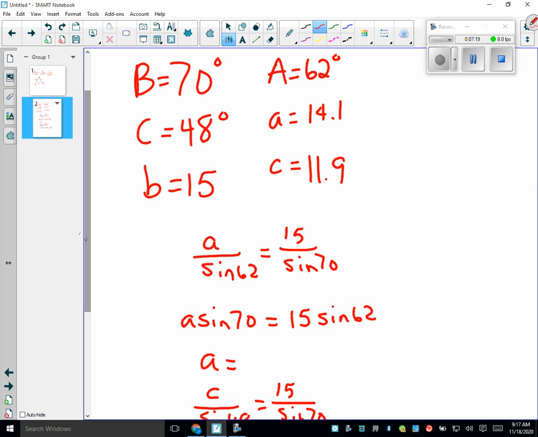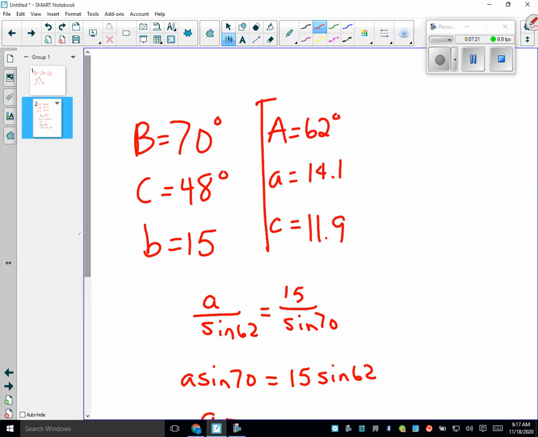Now, these are my answers. Are these my answers? No, that's given. I don't need to grade what the book gave me. I only want to grade what you found. Right? Help me out a little bit here.